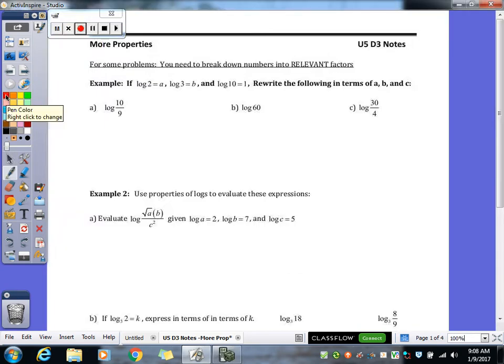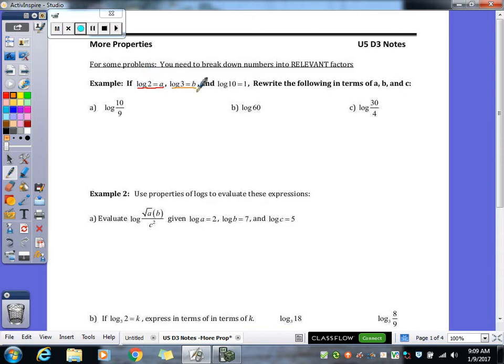So what we are working on for today's notes is a few more properties with logs. What they want you to do is whenever you have a log problem, they always want you to simplify it as much as possible. So with that being said, sometimes they set up examples where they tell you that log of 2 is a. So that means whenever you see the log of 2, they want you to replace it with an a.